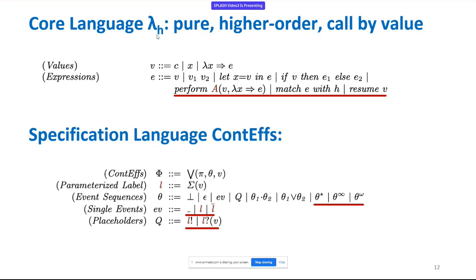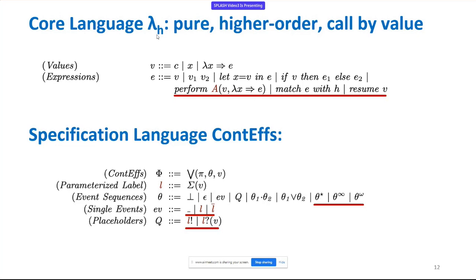You might notice that perform is passed the entire continuation as argument just for simplicity of presentation. Next is the temporal specification language. So at the top level, you can see that specifications are a disjunction of triples of a pure formula pi, a regular expression theta, and a return value v.